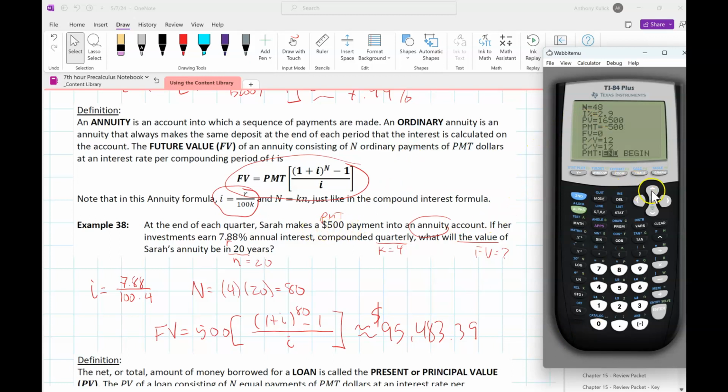The present value is 0. I'm going to have 0 monies in there right now at the start. My interest rate is 7.88. The N, well, we're compounding quarterly, so we're making 4 payments for 20 years. So 4 times 20. The payments per year, we're having 4 of those, and it says it's compounding 4 times per year. So I'm going to now move my cursor to future value and press alpha enter. And look at what I got.